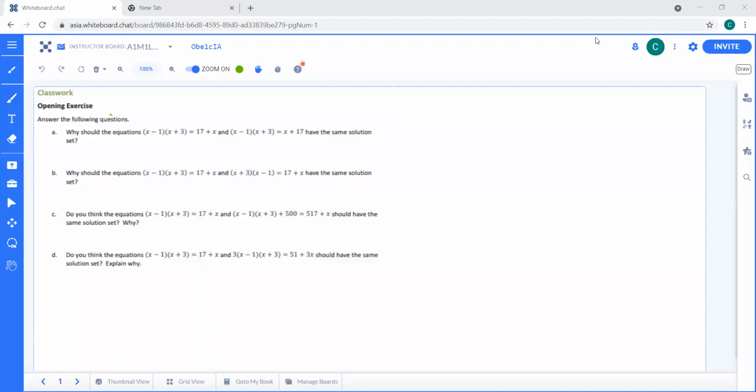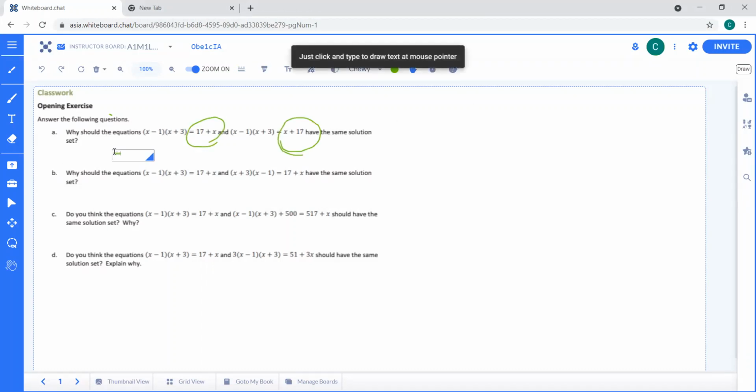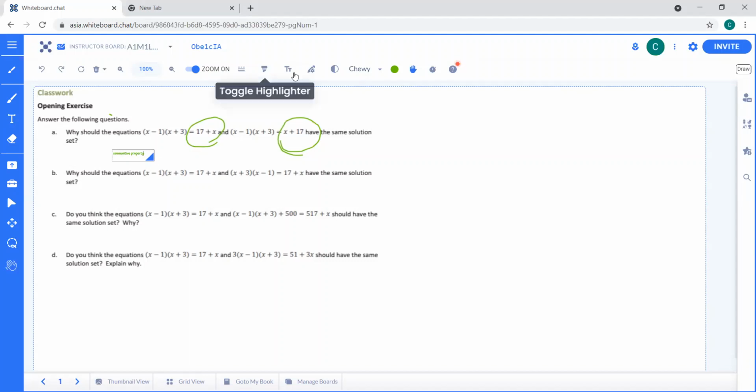Okay, we're still talking about solving equations. This says, why should the equation (x - 1)(x + 3) = 17 + x and (x - 1)(x + 3) = x + 17 have the same solution? Well, all we did is swap the order here. So that would be what we refer to as the commutative property. That's the reason why those would be the same.